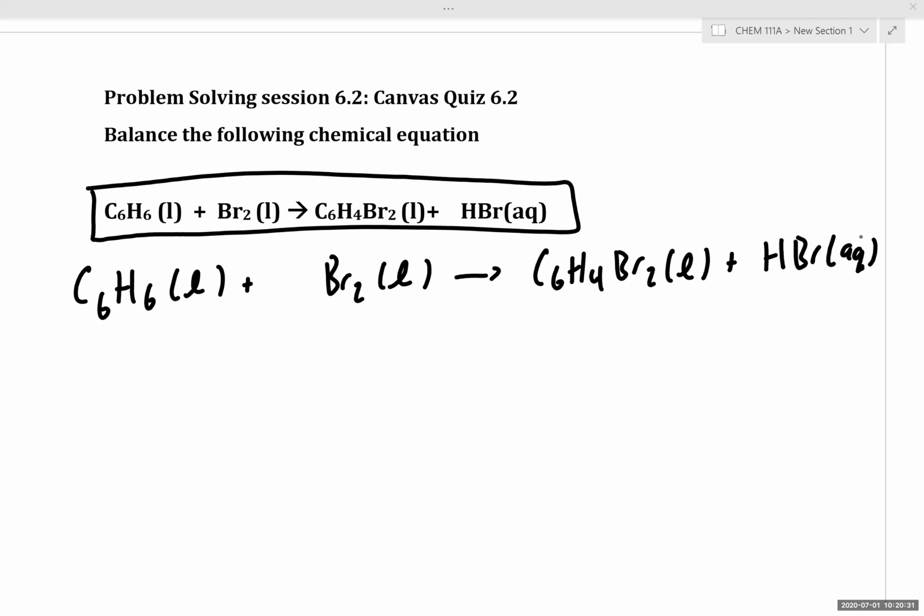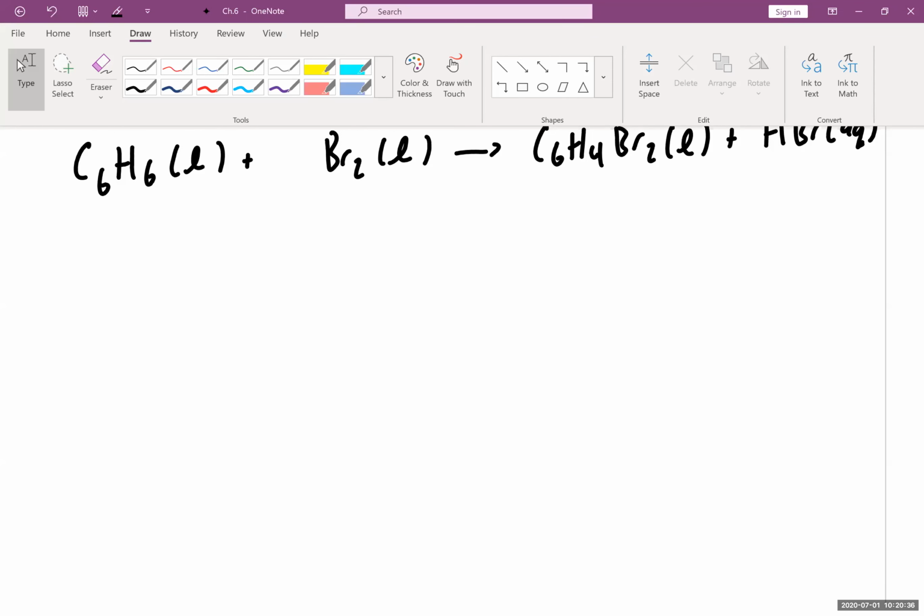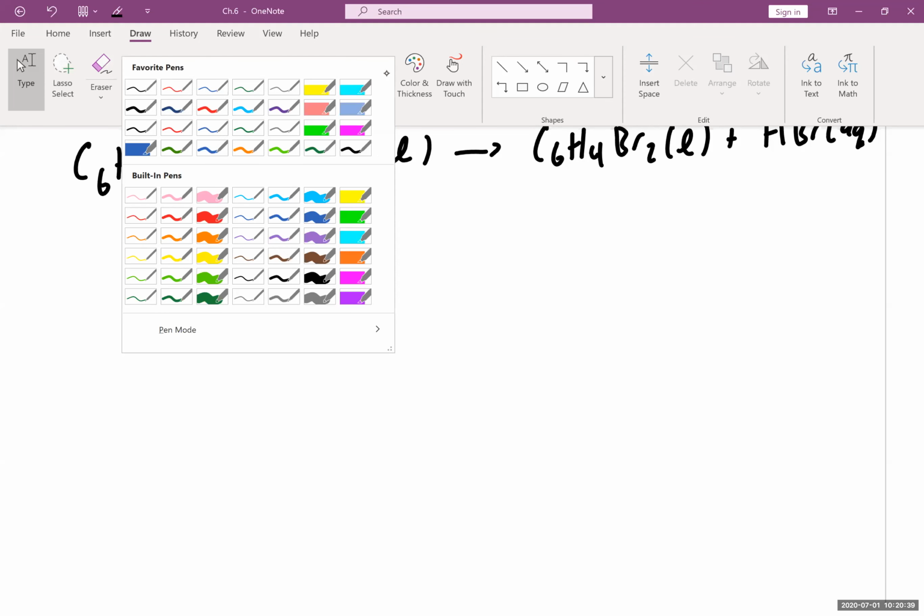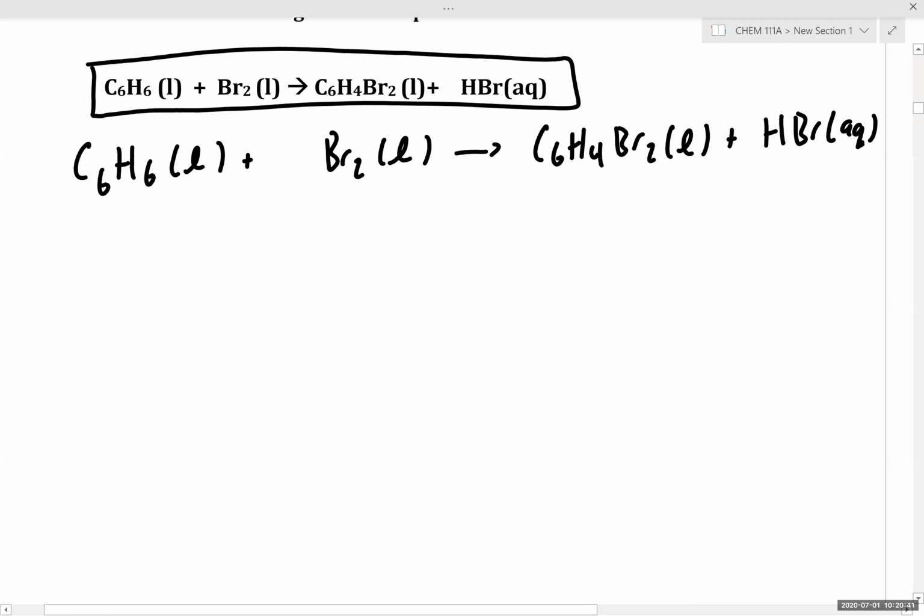Okay, so let's discuss this example. First and foremost, we need to do a tally of the atoms of each element that we have. In C6H6, we have 6 carbons and 6 hydrogens. In bromine, we have 2 bromine atoms. In C6H4Br2, we have 6 carbons, 2 hydrogens, and 2 bromines. And in HBr, we have 1 hydrogen and 1 bromine.